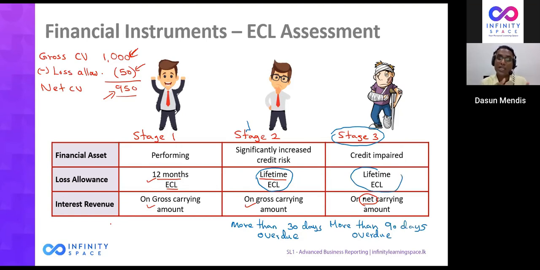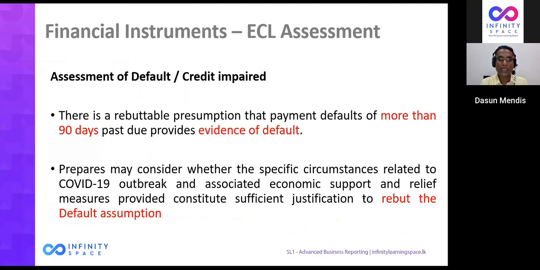No, you can challenge the assumption again. He's not paying me, yes, because he's using the moratorium. So I can still continue to keep the loan under stage 1 or stage 2. I don't want to put it under stage number 3. You got what I say? Yeah. So go to this slide.